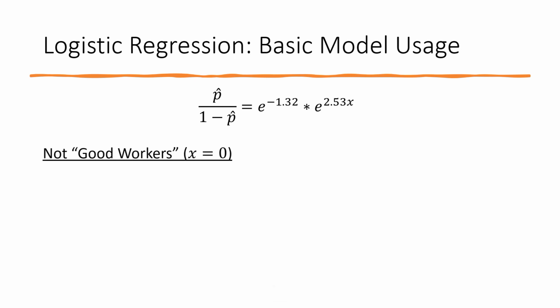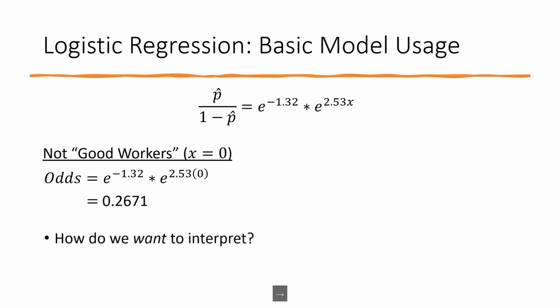So for a not good worker, plugging in x equals 0, on the left-hand side, this is solving for odds. I literally plug in the value 0 for x and type it into my calculator. That right-hand side, e to the 2.53 times 0, works out to be 1. So I get the left-hand side, e to the negative 1.32, times the right-hand side, which is 1, ultimately leaving me with just the left-hand side, e to the negative 1.32, which is 0.2671.